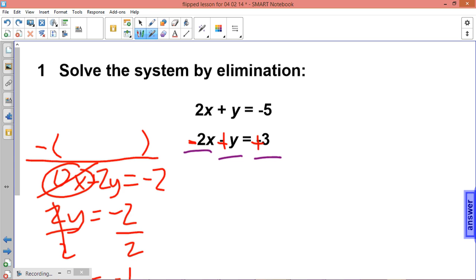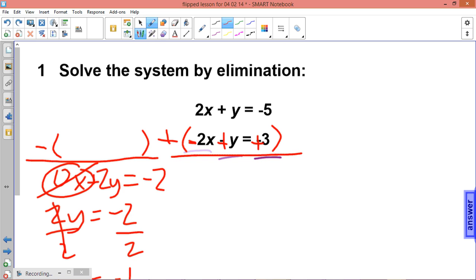Do we see that? Now, what I can do from there is what I was doing in the beginning and just add all of these. I end up doing the same work. 2 plus negative 2 is 0. Y plus y is 2y. Negative 5 plus 3 is negative 2. Notice I get the same answer, but that's another way to think about it if that helps you.